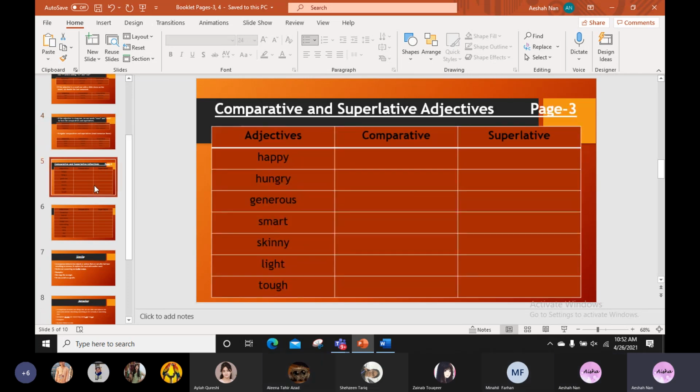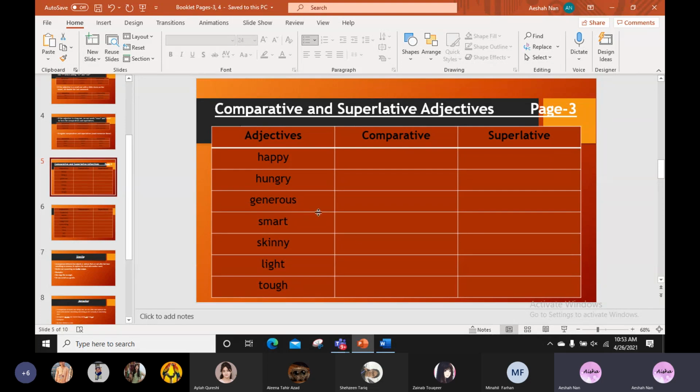Yes. All right. On page 3, we have been given a table and adjectives are there. We need to fill it by adding comparative and superlative forms. You can see that the first two words both end with the letter Y. What we need to do is drop the Y, change Y into I and then add ER for the comparative and EST for the superlative.